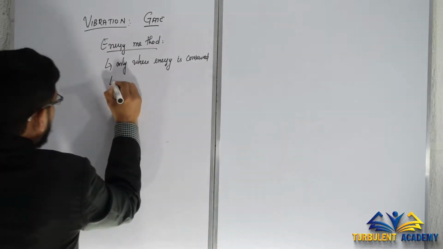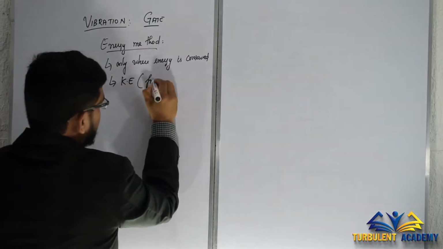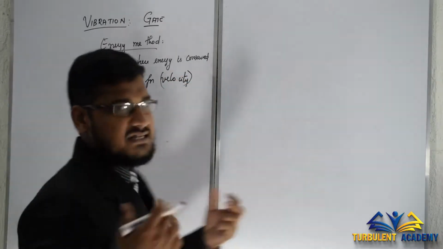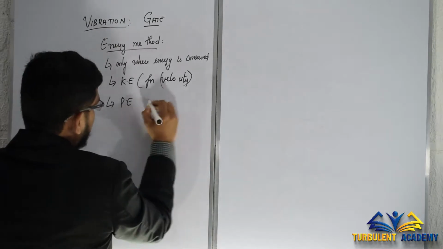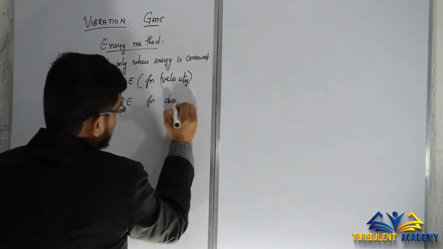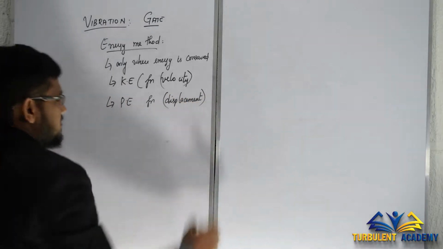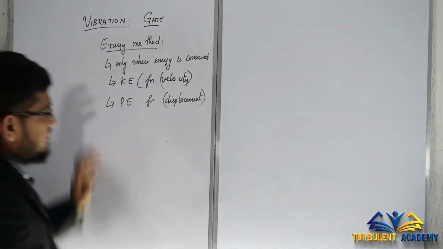Then we have two important energies involved in this. One is kinetic energy, which is a function of velocity, because we know the formula for kinetic energy is half m v squared. And then we have potential energy, which is a function of displacement, because we know the energy stored in the spring is half k x squared. So we'll let you know about it in the coming time. So now we have this energy method.